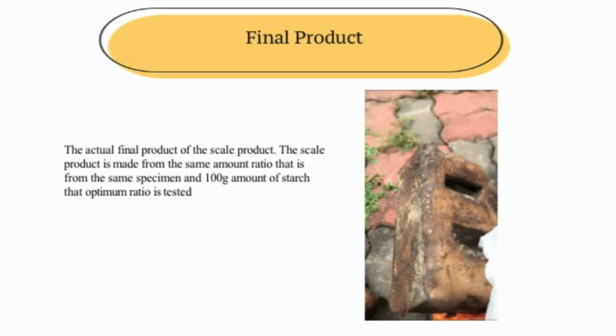This is my final product, which is sample A. The actual final product of the scale product. The scale product is made from the same ratio, that is from the same specimen and 100 grams of starch. That optimum ratio is tested.